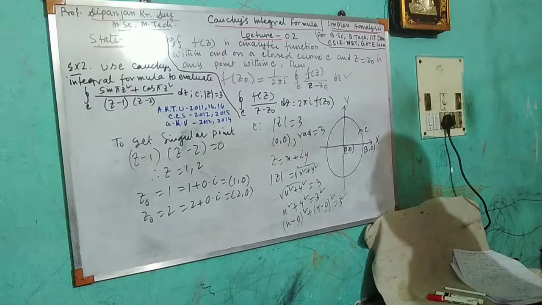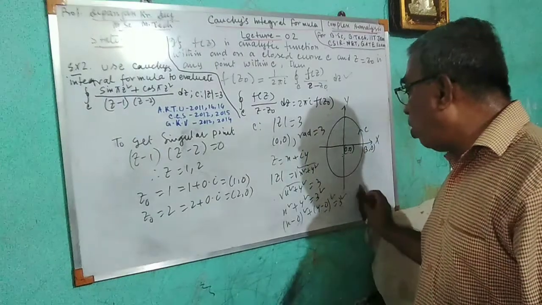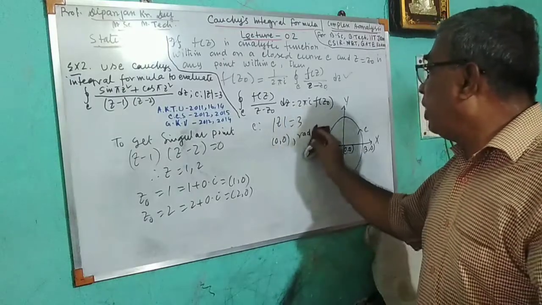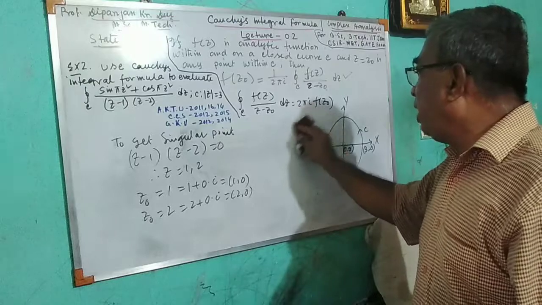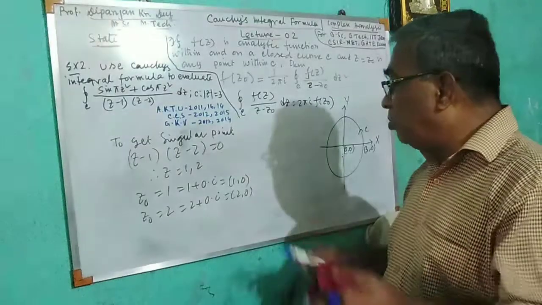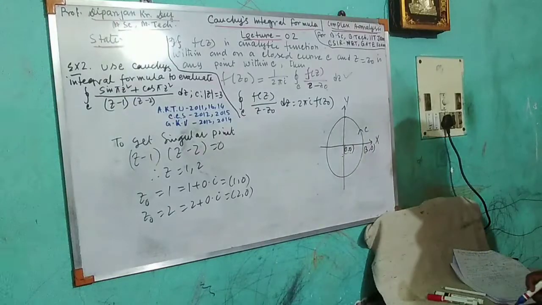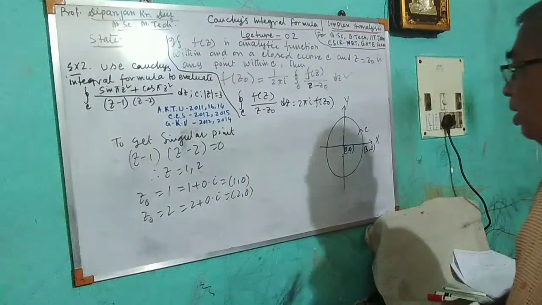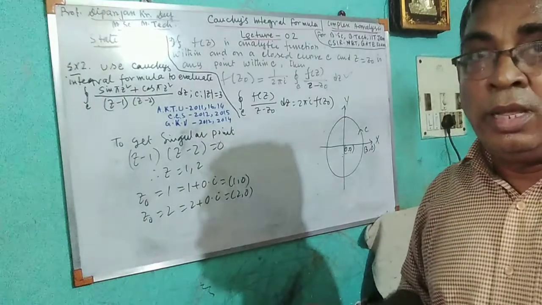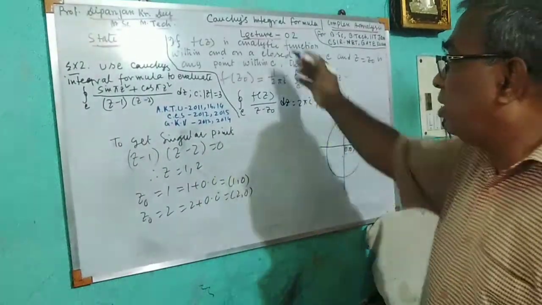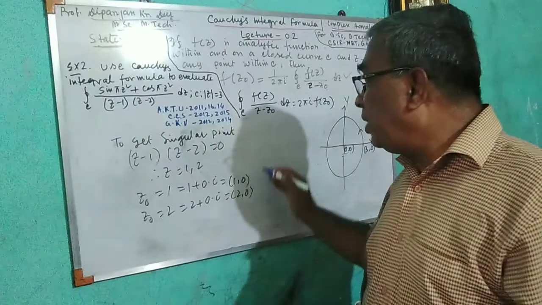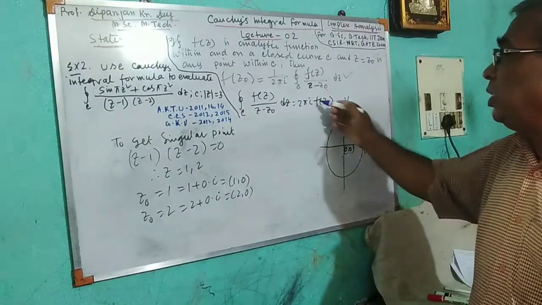Now, after getting the center and radius of the contour, we have to check the singular points, whether they lie on the circle, within the circle, or outside the circle. These two points, we have to check whether they lie on the circle, inside the circle, or outside the circle. If the singular point lies inside the circle, then use this formula. Or if these two points lie on the circle, then again use this formula.